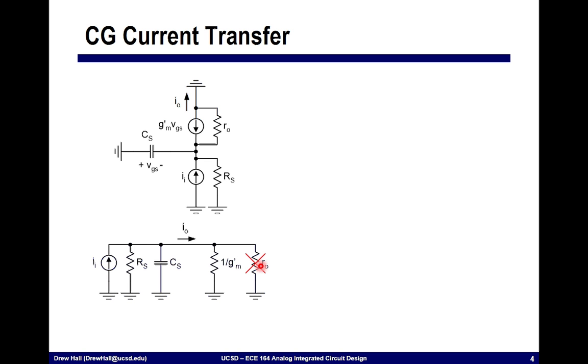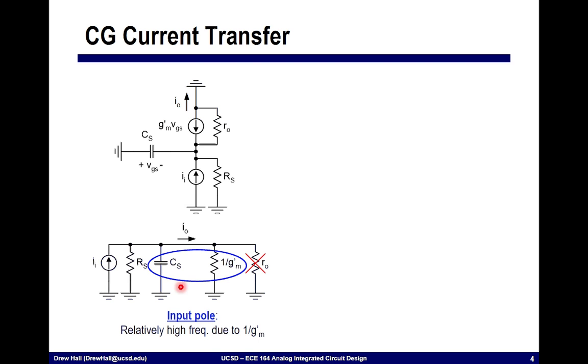Now, as we've done many, many times in this class, we'll say that GM times R naught is much, much greater than 1, which effectively allows us to remove this R naught. So in this case, this input current simply sees a divider between RS and this impedance 1 over GM prime.